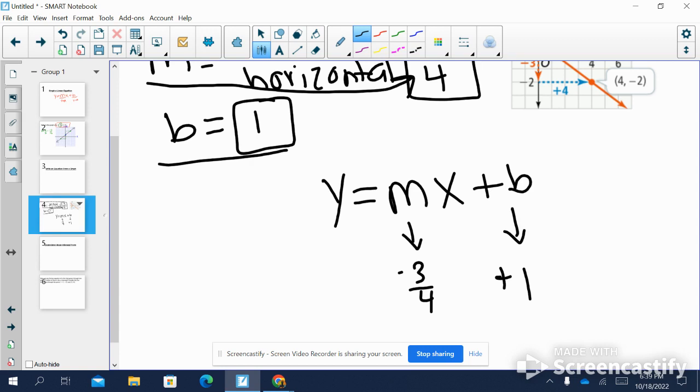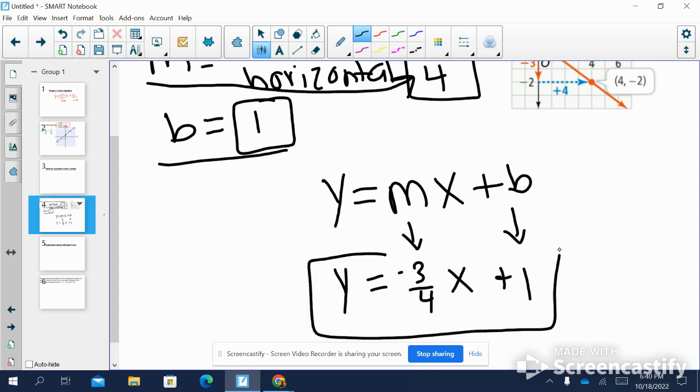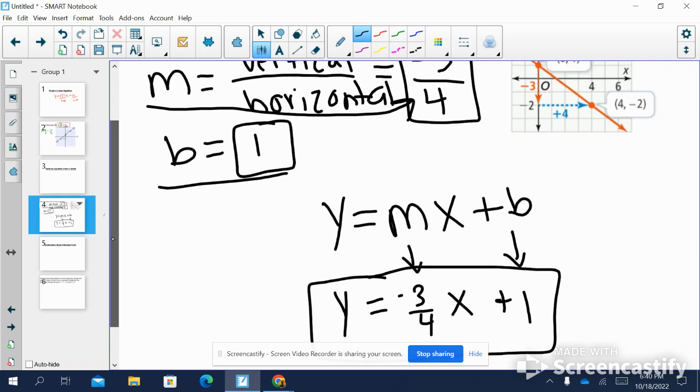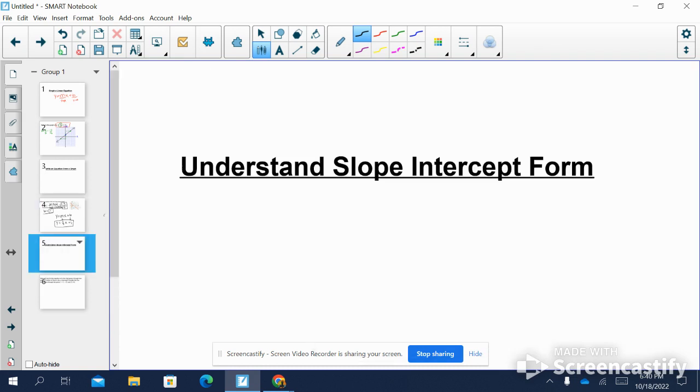Everything else stays the same. So I drop down the y equals and I drop down the x. And so the equation of my line in slope-intercept form is y equals negative 3 over 4x plus 1. And that is how you write the equation of a line from a graph.